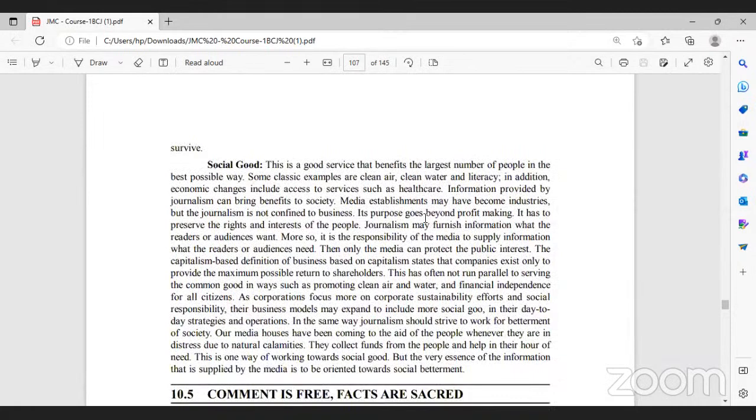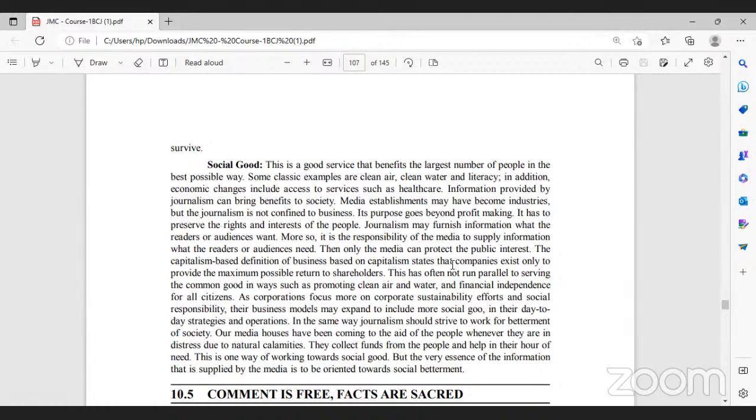So there is a concept of social good. What exactly we mean by that is a good service through which we try to benefit the largest number of people in the best possible way. For example, giving clean air, clean water, and literacy. In addition, economic changes. It is about facilities, accessibility, the right to live in a very clean environment, and all those things are part of the social good. So media establishments may have become industries, but journalism is not confined to a business.